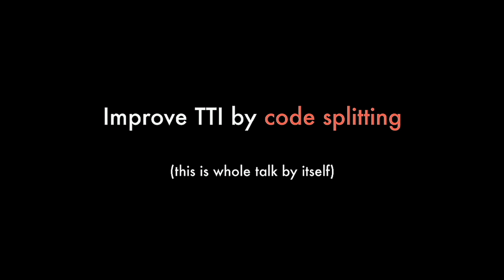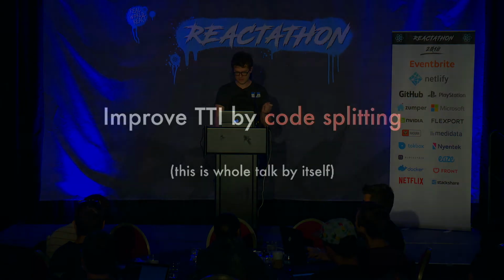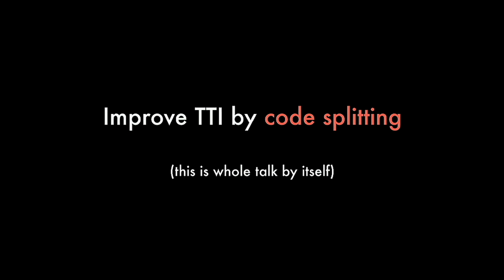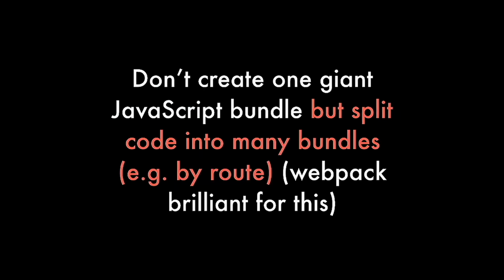And TTI, time to interactivity, is mainly affected by how much JavaScript you're loading. So the main way to improve your TTI is to load less JavaScript. And the main way to do that is code splitting, which is a whole talk by itself. Webpack 4 has some really nice stuff that I'll get to later that makes code splitting a lot simpler.